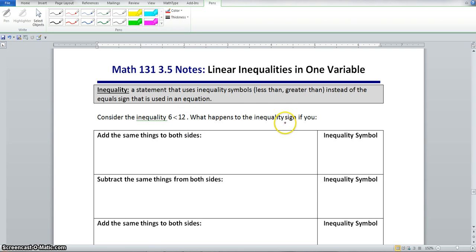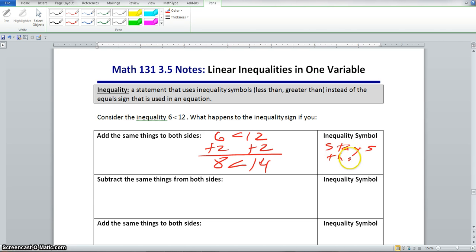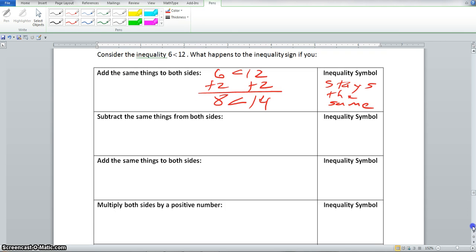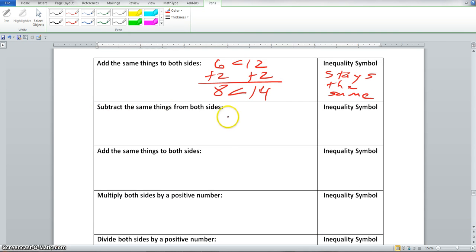What happens to the inequality sign if you add the same thing to both sides? So let's say we added 2 to both sides. We have 8 is less than 14. The inequality symbol stays the same. The next thing, subtract the same thing from both sides. Let's say we subtracted 2 from both sides. Inequality symbol stays the same.